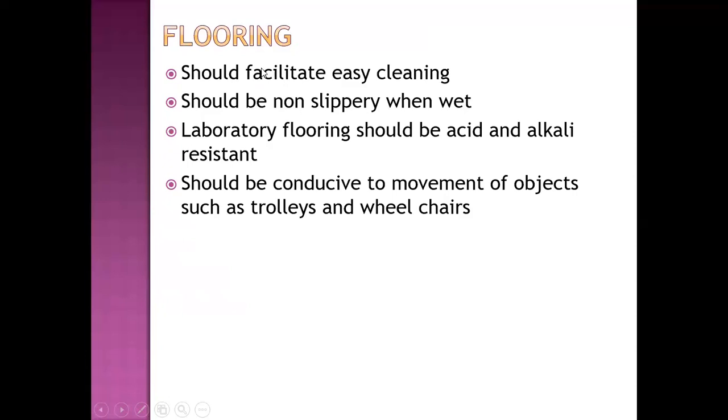Flooring should facilitate easy cleaning. It should be non-slippery when wet, and laboratory flooring should be acid and alkali resistant, and flooring should be conducive to movement of objects such as trolleys and wheelchairs. These should be kept in mind while designing a hospital.